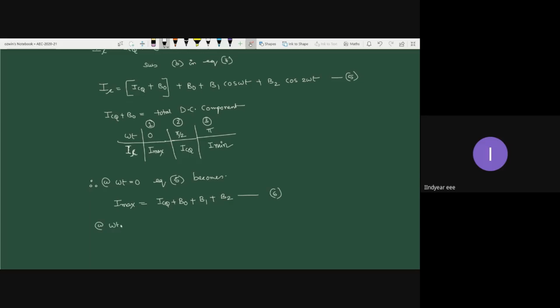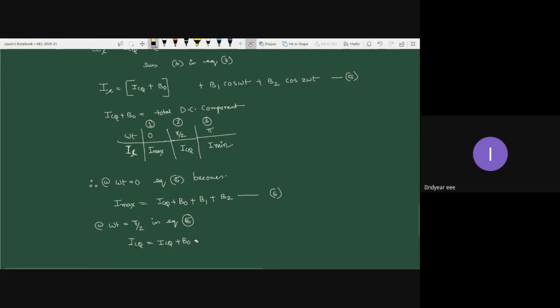Similarly, at omega t equal to pi by 2, that is at point 2, in equation 5, we get IC is equal to ICQ. So this is ICQ is equal to ICQ plus B naught. Okay, this B naught is not there.